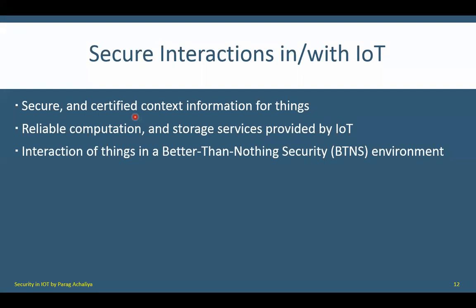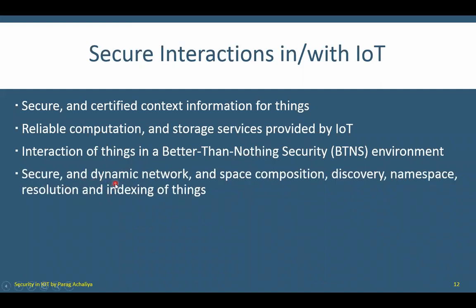Interaction of things in a better-than-nothing security environment. Whenever there is interaction between various objects or things in your IoT application, one type of security environment must be focused on, and that security environment is nothing but better than nothing. The name itself suggests that such security is never better than the previous one, and such security will always be focused on data security, communication security, network security, and device security. All types of security will be focused in this security environment.